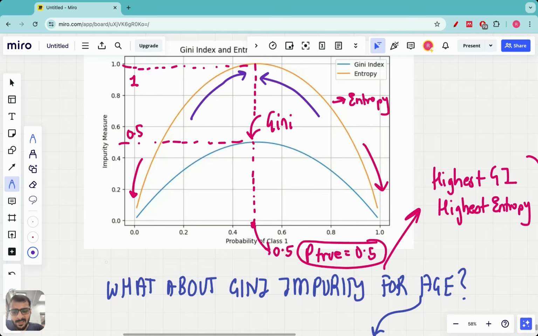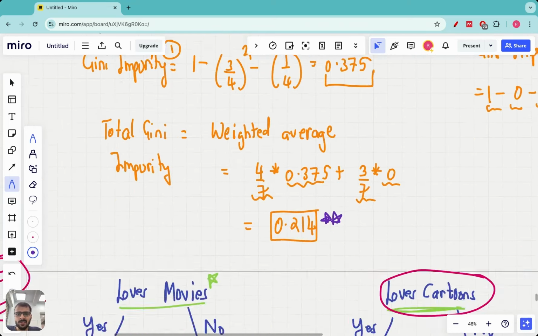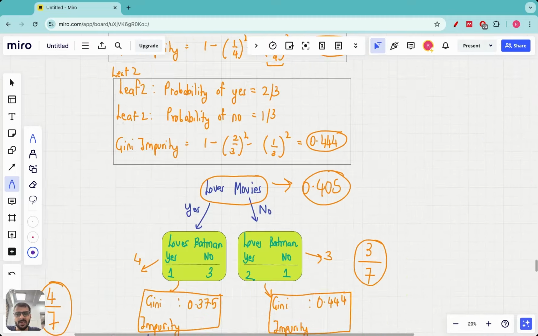So please keep in mind, because this is also asked in interview questions, that Gini impurity and entropy both take their maximum values at P true equal to 0.5. Please do keep that in mind. But the entropy maximum value is equal to 1 and the Gini impurity maximum value is equal to 0.5. Okay, so in this class, we have actually achieved the objective which we started out with.